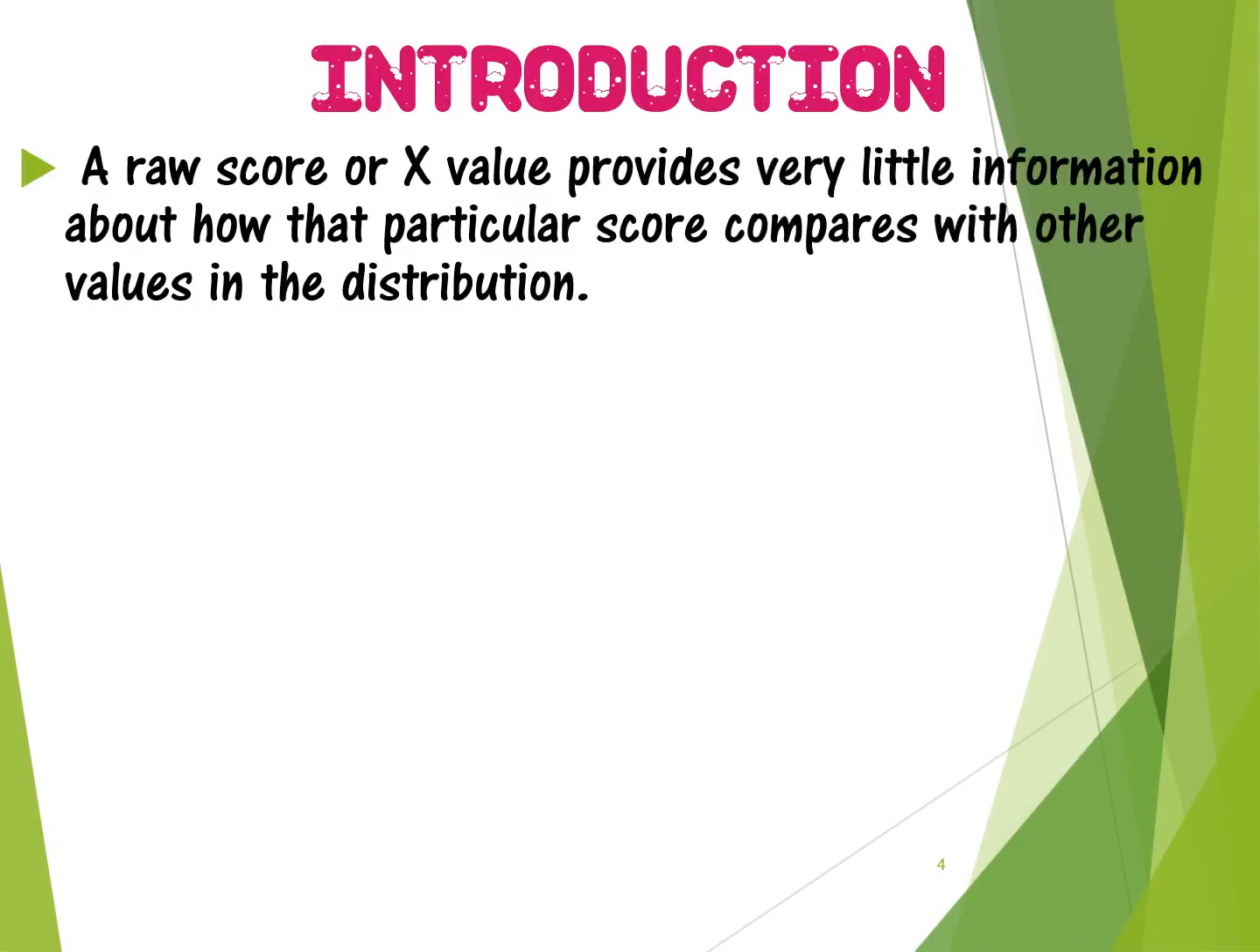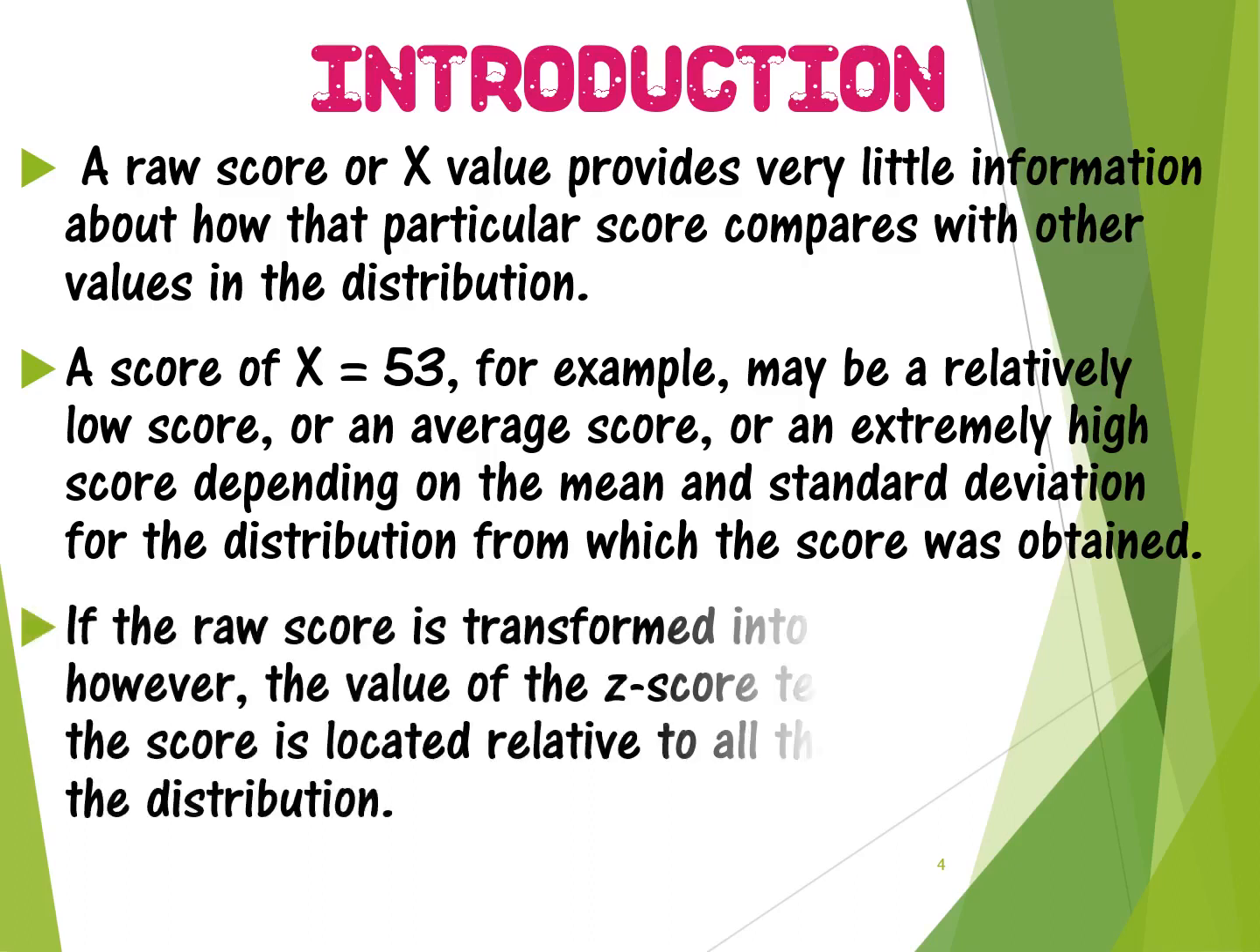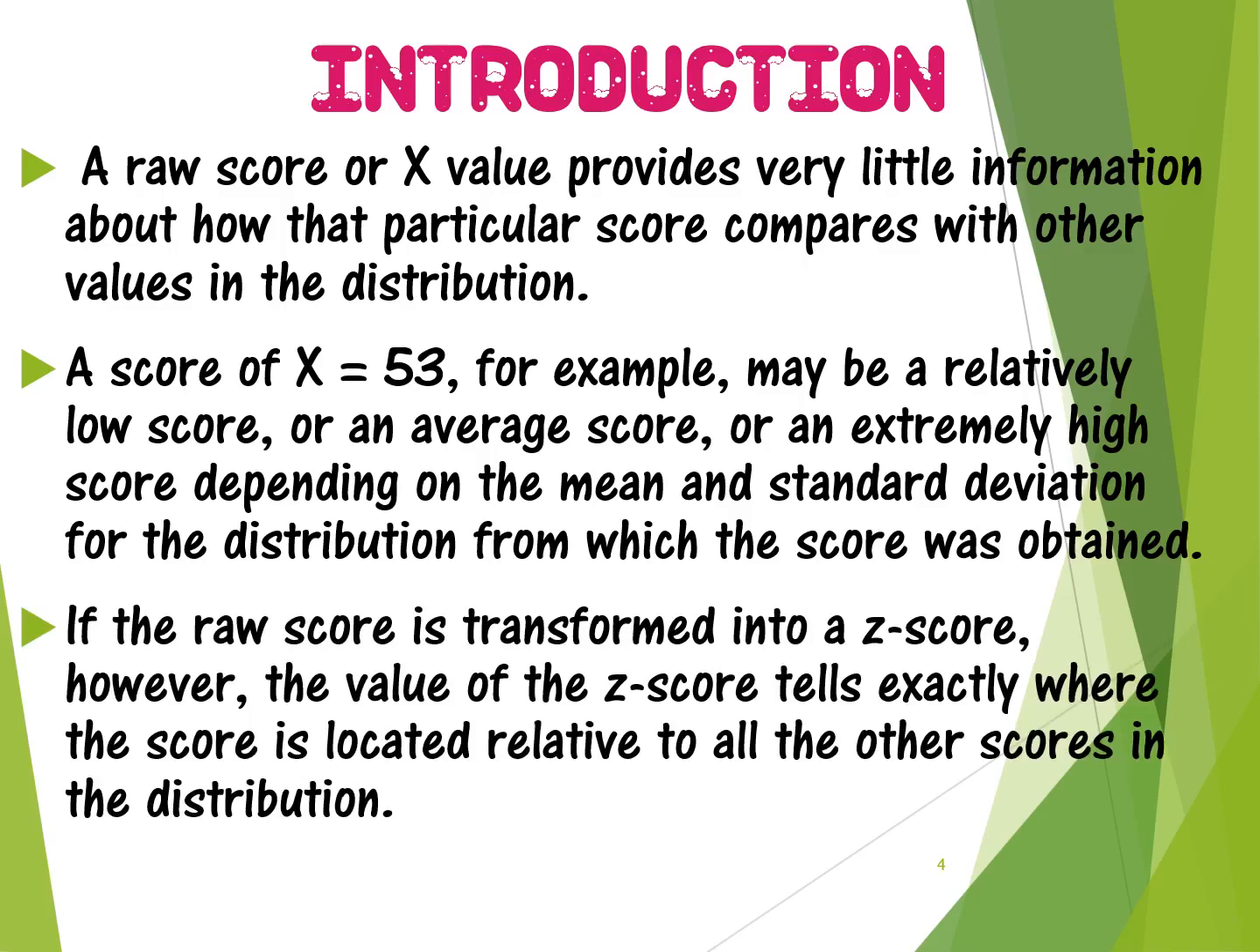Okay, a raw score or X value provides very little information about how that particular score compares with the other values in the distribution. For example, if you get a score of 53, that score could be relatively low, extremely high, or simply just an average score compared to the other scores in the distribution, depending on the mean and the standard deviation. So if we want to know the exact location of that score compared to the other scores in the distribution, we can convert that raw score into a Z-score.